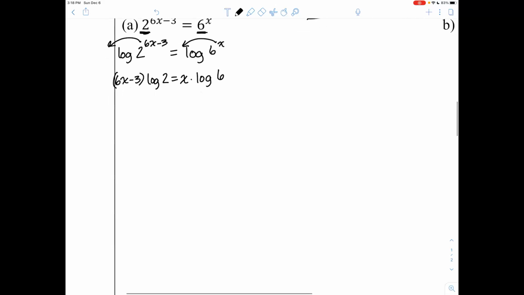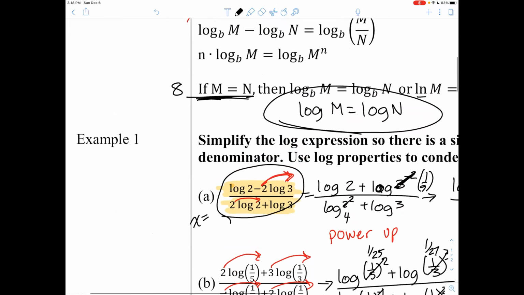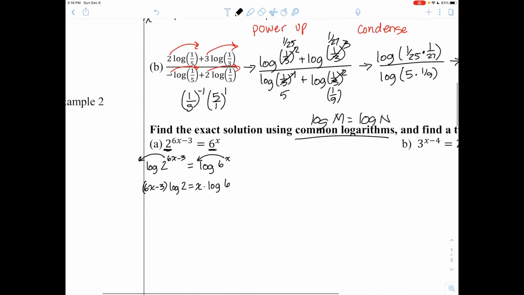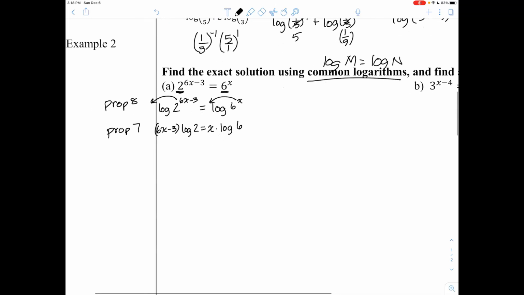Okay, so I'm going to go back up here. This was property 8, and this one's property 7. I just like to call them those properties. So first I used property 8, and then I used property 7 to power down. Now I need to employ my algebra skills. Because I've got an x in a set of parentheses, I need to get it out of there. So now I'm going to distribute.